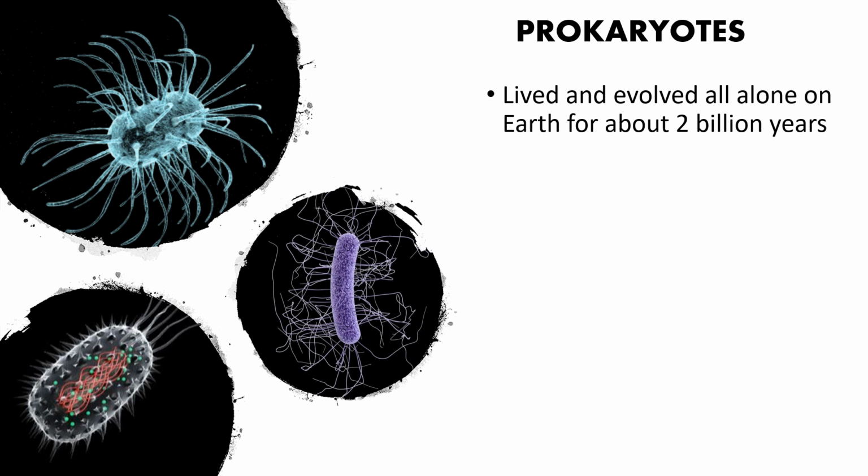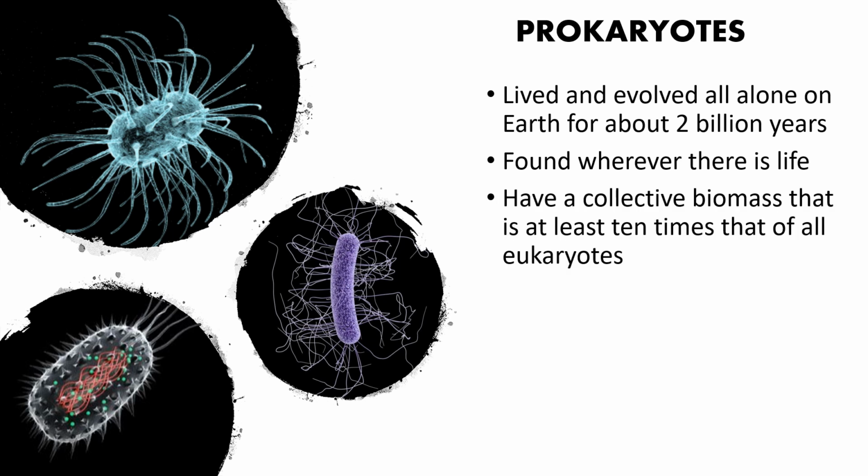So now we're going to move on to more about the actual prokaryotes, the ones that we have on the planet, and describe them. So we think the prokaryotes lived on the planet for about 2 billion years all by themselves. Okay, and during that time, they would have been found wherever life is. Bacteria and prokaryotes can basically be found almost anywhere on the planet. They are going to have a collective biomass that is at least 10 times that of all eukaryotes today. And so if we added up all of the prokaryotes and weighed them against all of the eukaryotes, they'd have at least 10 times more biomass.